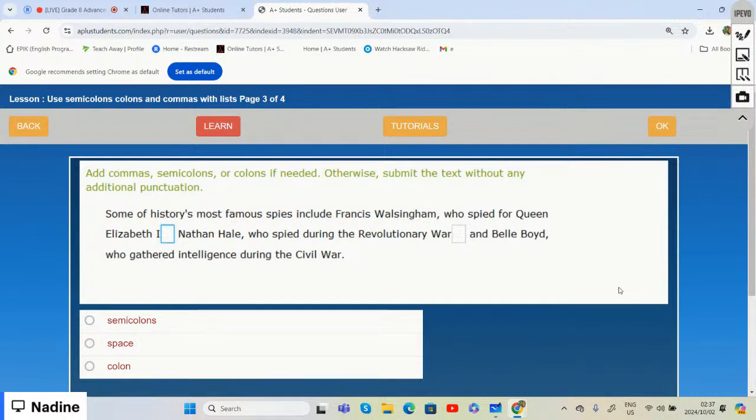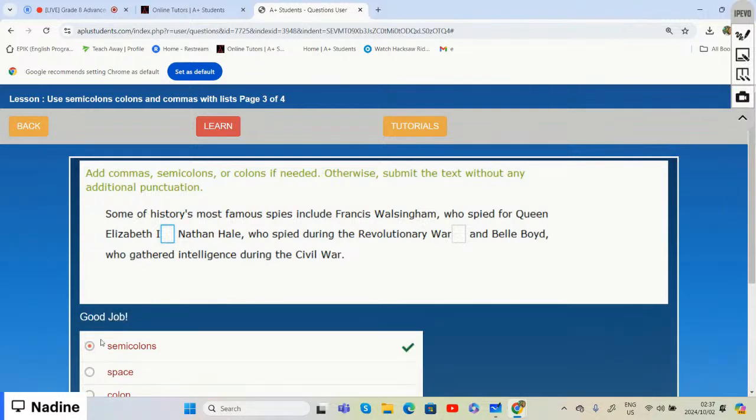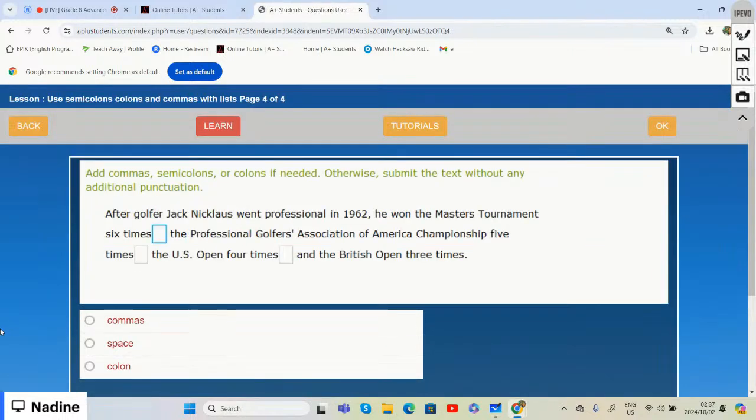All right, and if we were to choose the correct punctuation mark to use, we're going to go with semicolons, right? So we use a semicolon. All right. Now we're going to the next one.